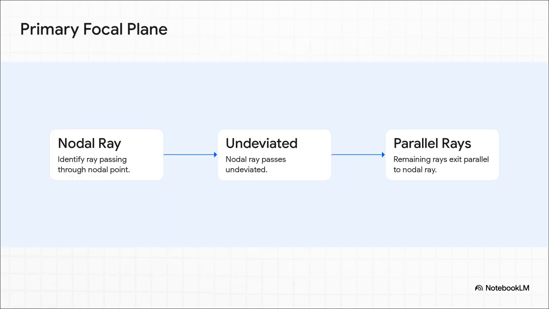Now, this beautifully sets up a foolproof clinical algorithm for tracing rays on a test. When you're asked to determine the exit direction of rays coming from a point on the primary focal plane, just follow these 3 steps. Step 1, identify the single ray from that point that goes directly through the nodal point. Step 2, remember your golden rule. That nodal ray passes through completely undeviated. Draw it straight. Step 3, take all the other rays coming from that point and simply draw them exiting the lens exactly parallel to your nodal ray. You do not need to calculate any complex refraction angles. The nodal ray does all the heavy lifting for you.